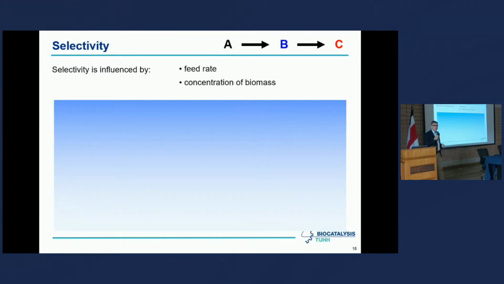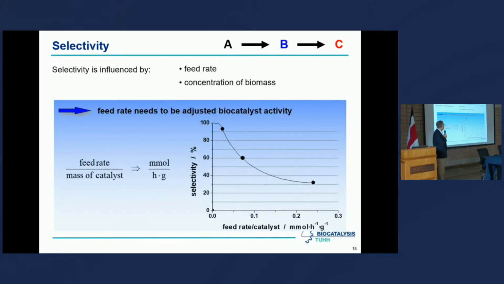So what do we learn out of this? Besides how to control the fed batch, we learn that selectivity is influenced by the feed rate and the concentration of the biomass. And there's a clear correlation. Selectivity is a function of the feed rate per catalyst. So if we have a low feed rate and a high catalyst concentration or high catalyst activity, we can reach a very high selectivity to catalyze the two-step reaction.